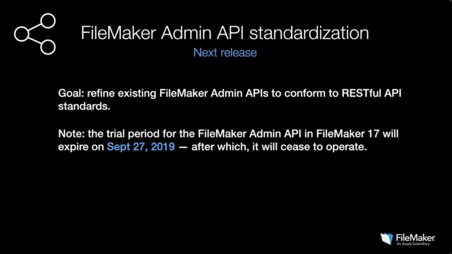The FileMaker Admin API, when we ship next, will no longer be a trial feature like it currently is with FileMaker Server and FileMaker Cloud. And you need to note that the trial period for the FileMaker Admin API that's part of FileMaker 17, the in-market product right now, will expire on September 27th of 2019. After that, it will cease to operate.